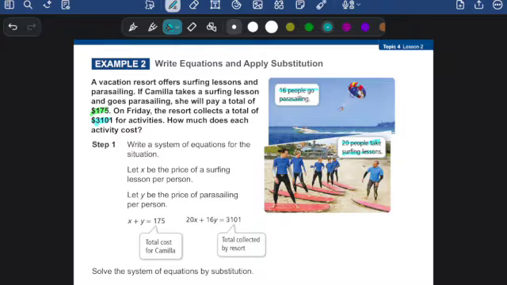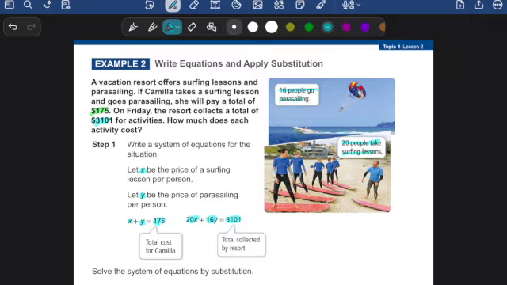So first we need to define our variables. Let's say that x represents the price for surfing and y represents the price for one parasailing lesson. Okay, so let's think of Camilla. She does one surfing lesson and one parasailing lesson for a total of $175. So there's our first equation. For the week, we can see that 20 people went surfing, so that's 20x, plus 16 people parasailing, that's 16y, equals the total that the resort collected for the whole week.